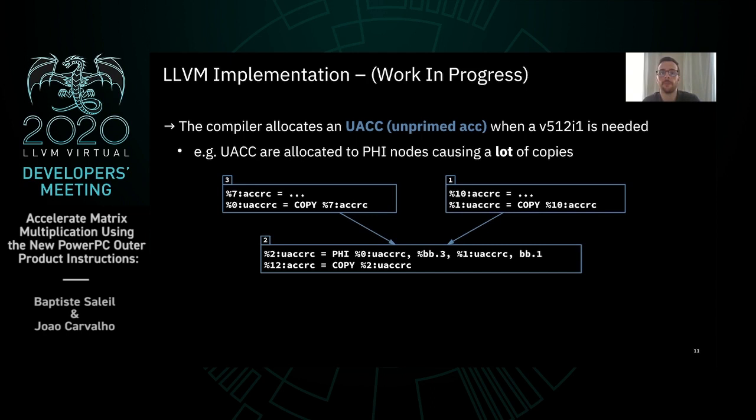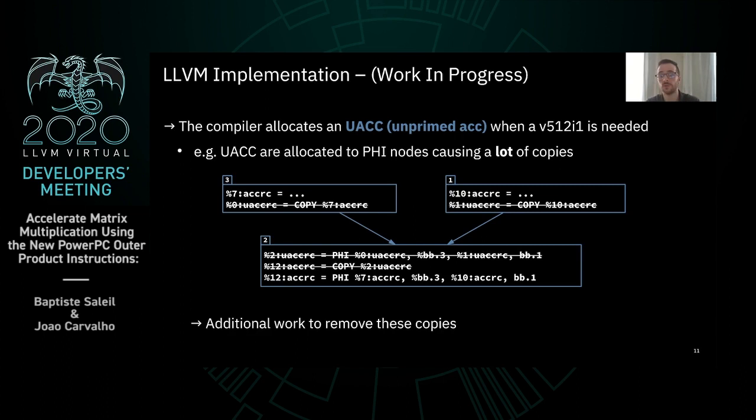So, for example, for phi nodes, we often ended up in this kind of situation. Here in block three, we have an accumulator in temporary 7, and in block one, we have a primed accumulator in temporary 10. In block two, we just want a phi node that takes these two primed accumulators as operands. But because the compiler allocates the result of the phi node to an unprimed accumulator, it generates copies in blocks three and one to unprime the two accumulators before the phi node. Then it generates a copy in block two to prime the accumulator that is the result of the phi node. Of course, we don't want these additional copies, and we need to do additional work to remove them.